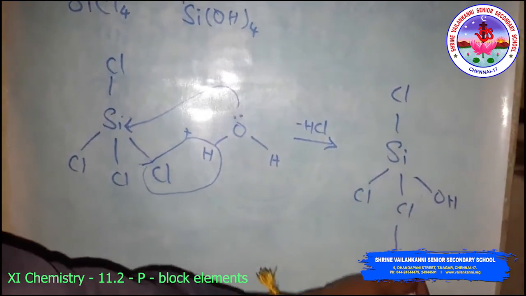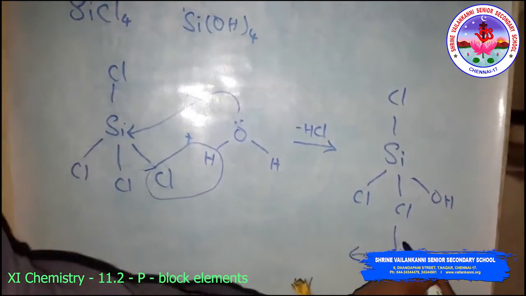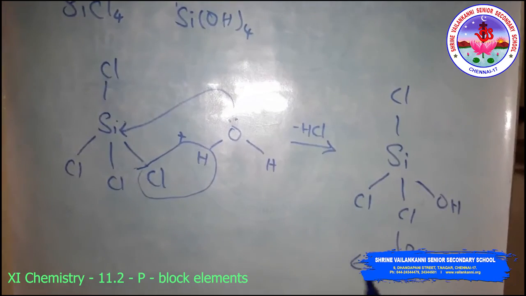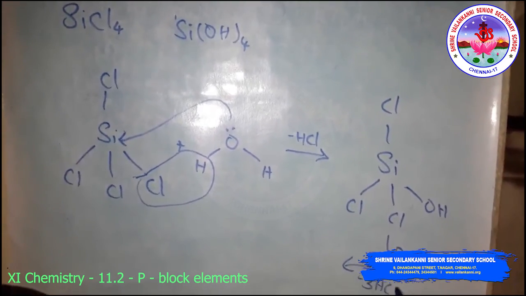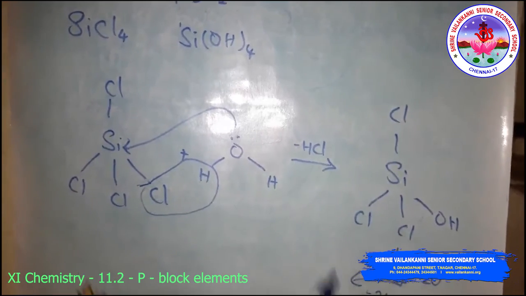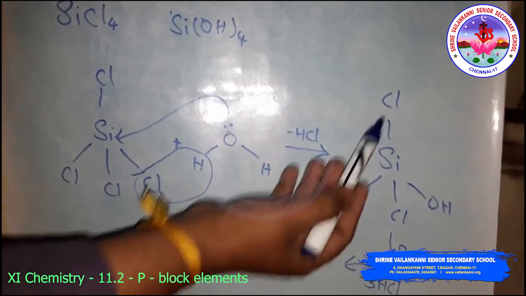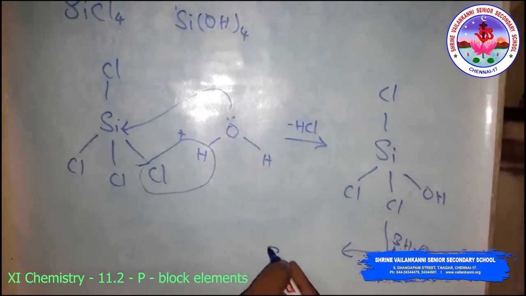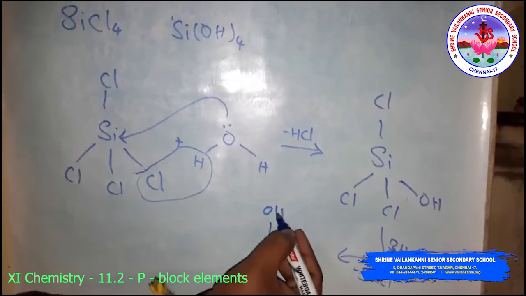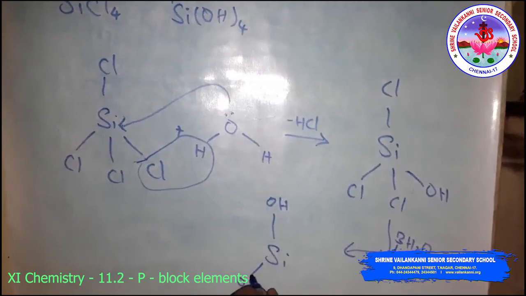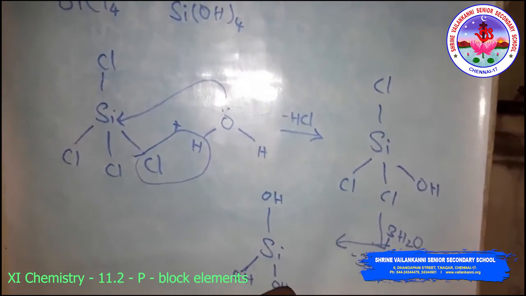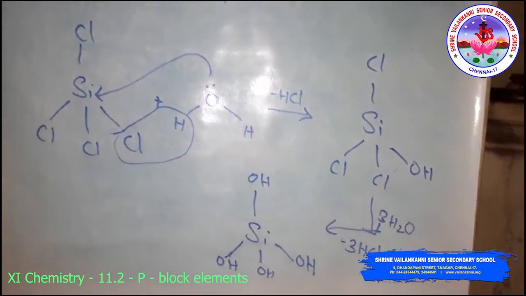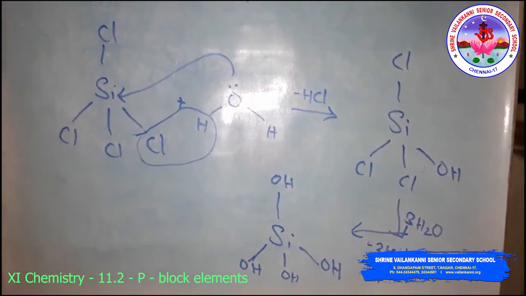Then again there is addition of 3 moles of water and similarly removal of 3 moles of HCl. There are 3 Cls, that's why 3 moles of water are added, then 3 moles of chloride are removed, so you will get silicic acid. Okay. Next class we will discuss important trends and the anomalous behavior of carbon.